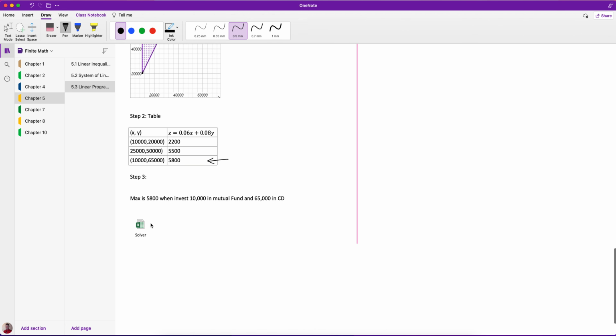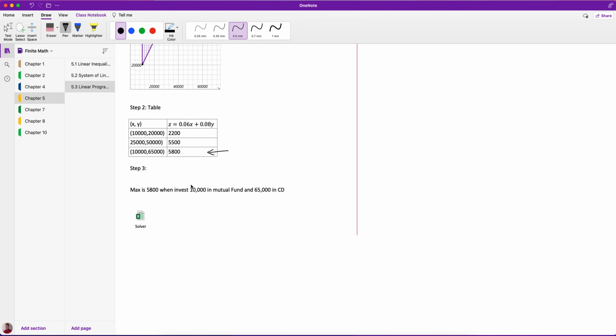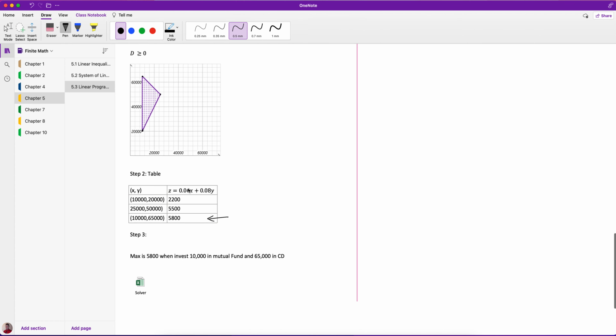I have an Excel file in here where I use Solver. All Solver does is give you the max, though; it doesn't give you all the values.